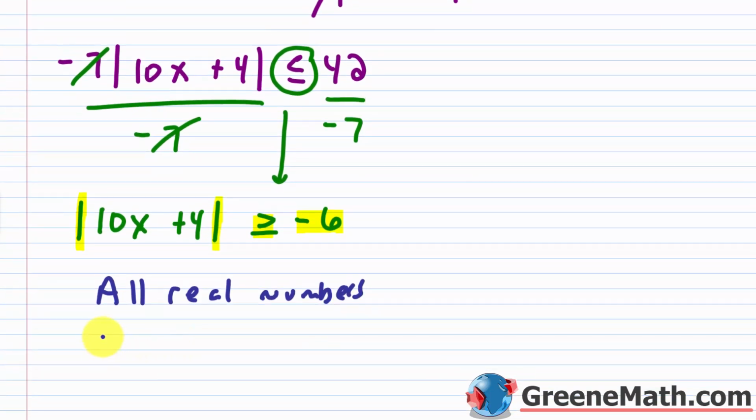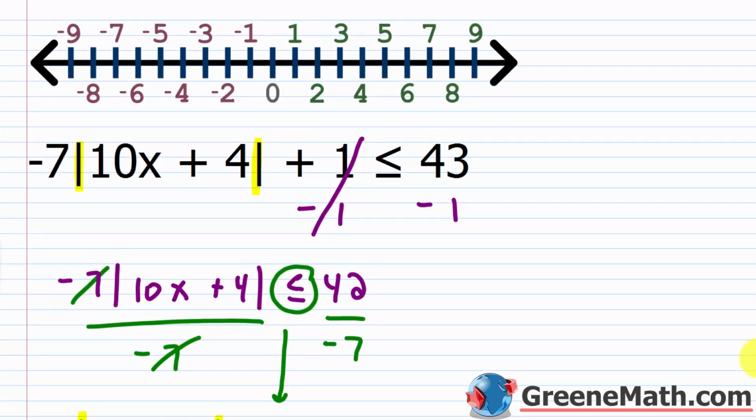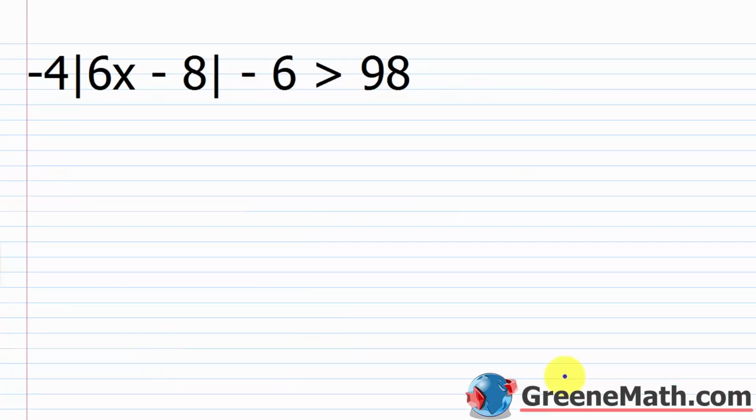In interval notation, you can put from negative infinity to positive infinity. And if you wanted to show this on a number line, you could basically just shade the entire number line. Okay? This would be your graphical solution. Just shade the entire thing. All right, let's take a look at another one.